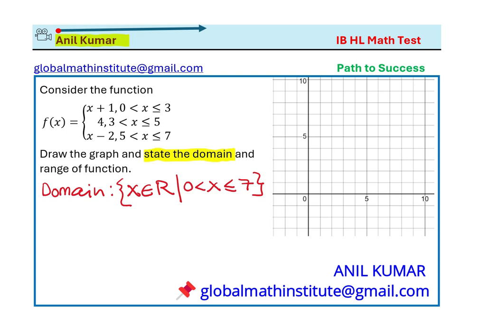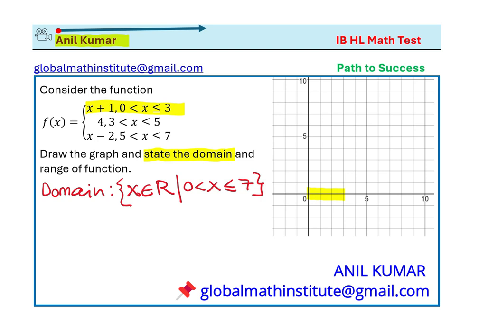Now, as far as the range is concerned, that's tricky. We cannot answer it now. So we need to sketch the graph. When we talk about a piecewise function, we have to treat each piece separately. So let's begin with the very first piece, which is from 0 to 3. So on a graph between 0 and 3, this is the portion which we are looking at.